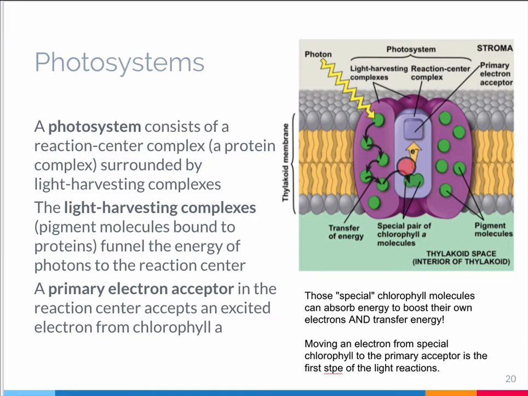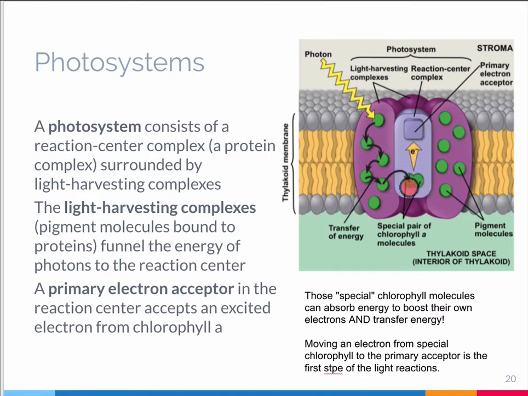That jump of these excited electrons from chlorophyll A to the primary electron acceptor is the first step of the light reactions. This is where energy has officially been captured from the sun by chlorophyll molecules and converted into a chemical form. Because now the primary electron acceptor has these excited electrons. Excited electrons are chemical energy. So we've got the transformation of light to chemical energy.